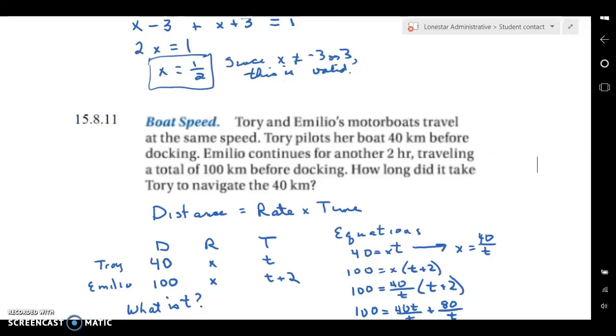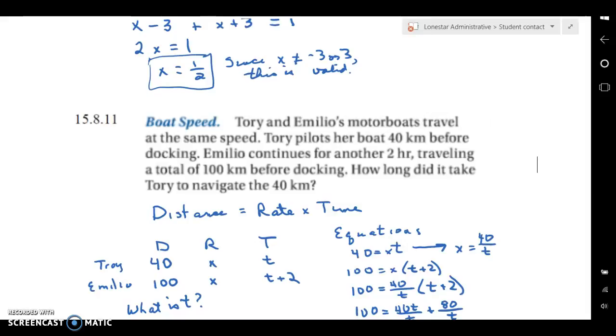And we don't know the time, so we're going to put a little t for Tori's time, but Emilio goes 2 hours more than Tori, so his time is t plus 2. And the question is, how long did it take Tori? In other words, what is t right there? Okay, distance equals rate times time. So let's write some equations over here. 40 is our distance, rate is x, time is t. 40 equals x times t. The second equation is 100 equals x times t plus 2.